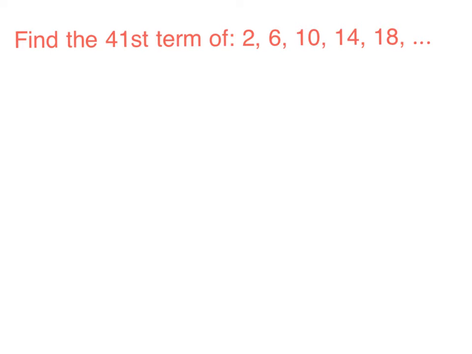So let's put this to work. Let's try to find the 41st term of this sequence here. Now, it doesn't explicitly tell me that it's arithmetic, but I can check to see if there's a common difference here. So between 2 and 6, that's 4. 6 and 10, that's also 4. If this happens at least 3 different times, I know I have a pattern here. So that means that my common difference, or d, is going to be 4.